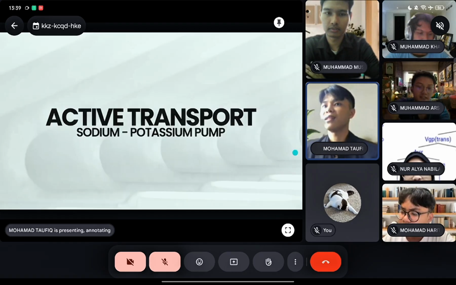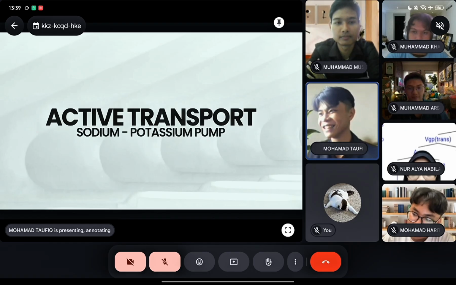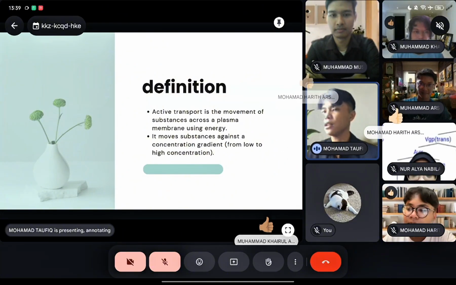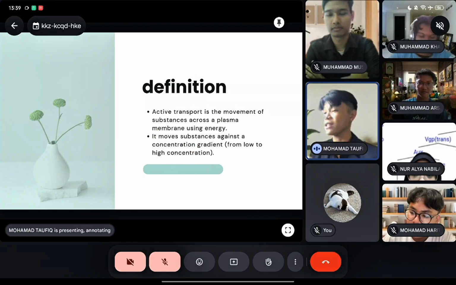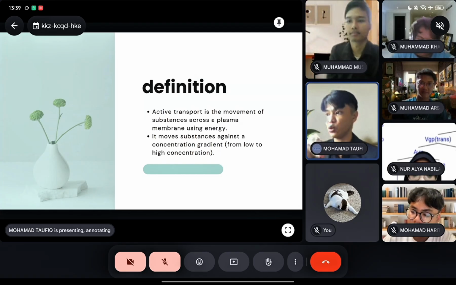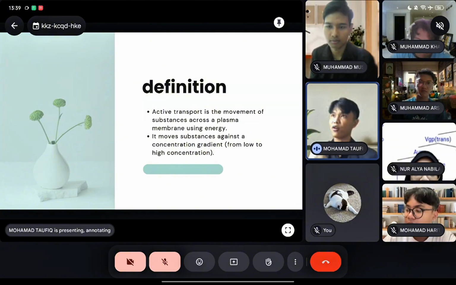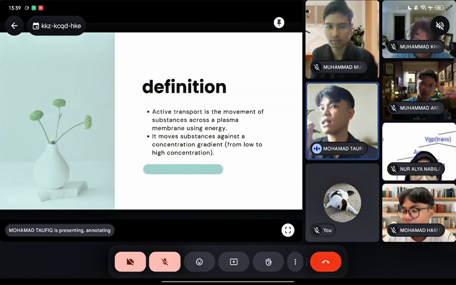Now, the second one is active transport. The example we're going to use is the sodium potassium pump. Everyone ready? Now, the definition of active transport. Active transport is the movement of substances across a plasma membrane using energy. It moves substances against the concentration gradient. Just now, osmosis moved following the concentration gradient. Now it moves against the concentration gradient, which is from low to high concentration.